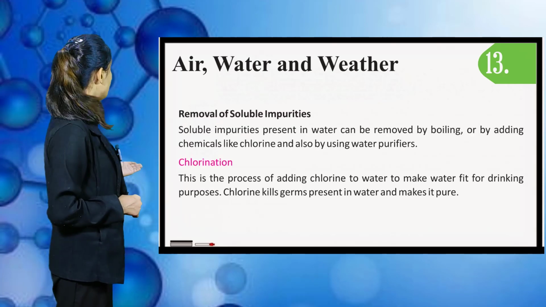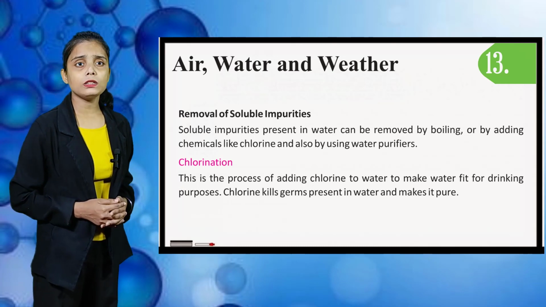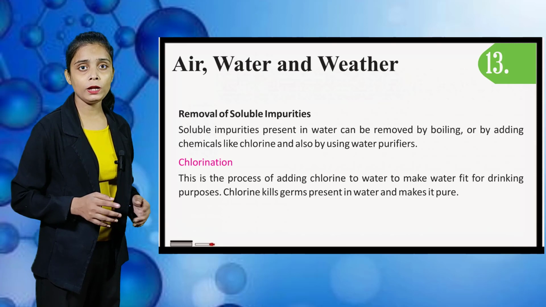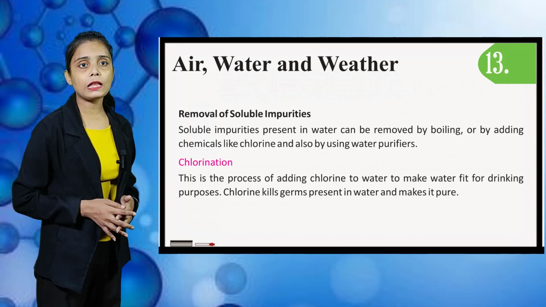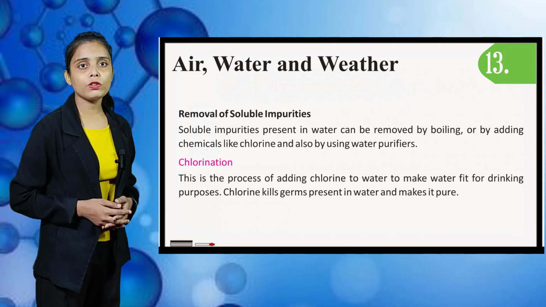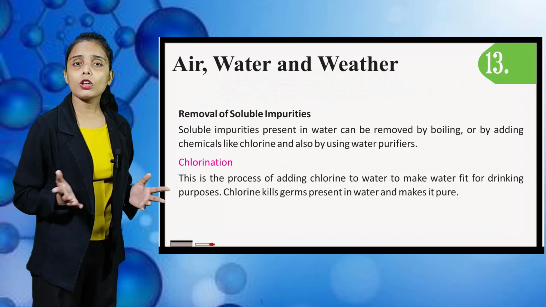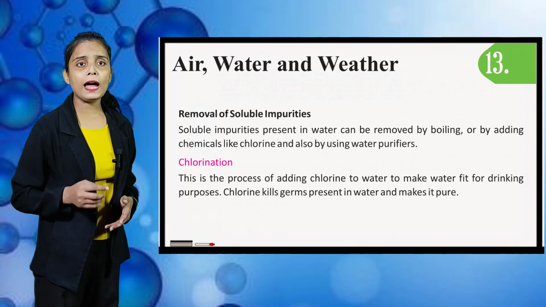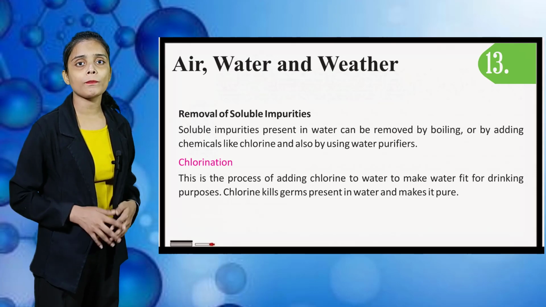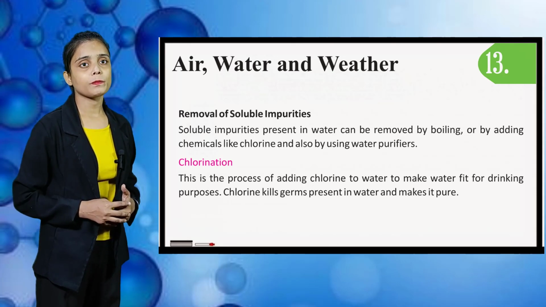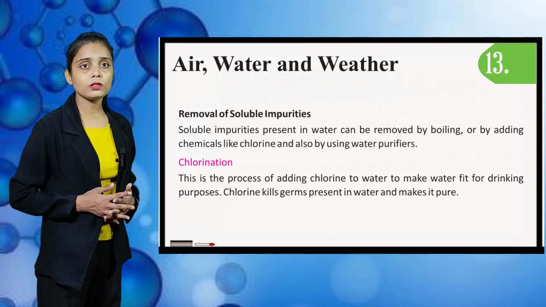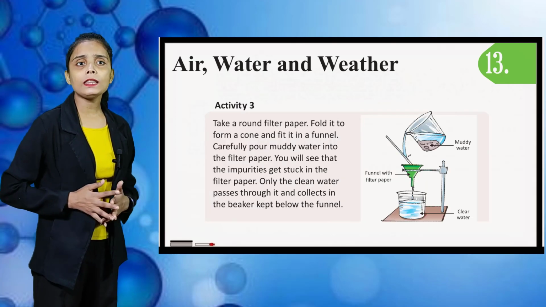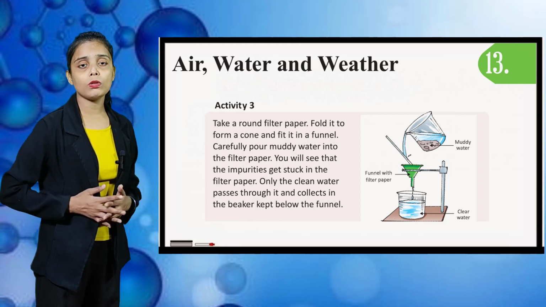So now let's see removal of soluble impurities. Soluble impurities present in water can be removed by boiling or by adding chemicals like chlorine, and also by using water purifiers. So now let's see the process of chlorination. This is a process of adding chlorine to water to make water fit for drinking purposes. Chlorine kills germs present in water and makes it pure. So students, after that there is activity 3 which you have to perform.